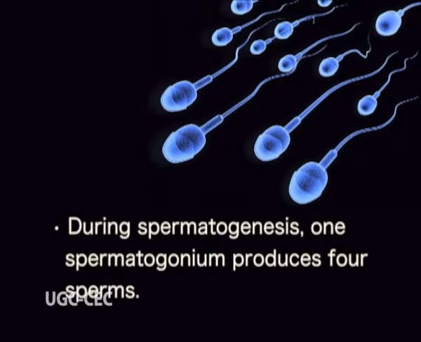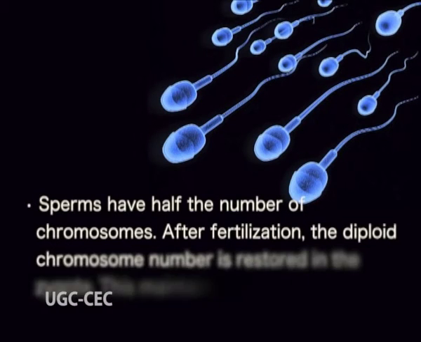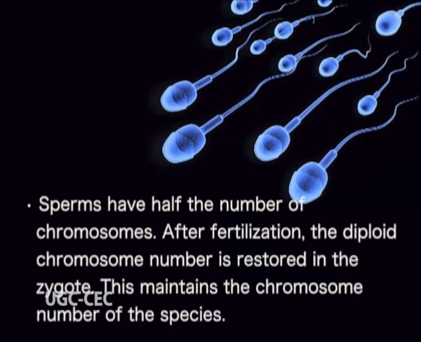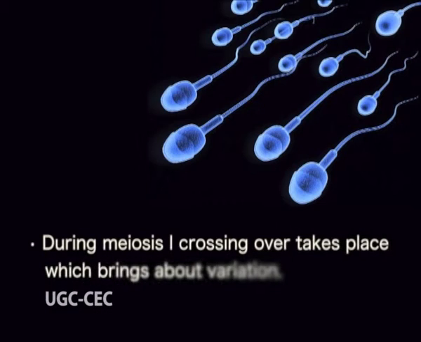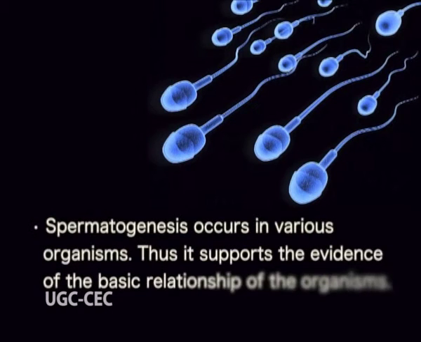During spermatogenesis, one spermatogonium produces 4 sperms. Sperms have half the number of chromosomes. After fertilization, the diploid chromosome number is restored in the zygote. This maintains the chromosome number of the species. During meiosis I, crossing over takes place, which brings about variation. Spermatogenesis occurs in various organisms. Thus, it supports the evidence of basic relationship of the organisms.